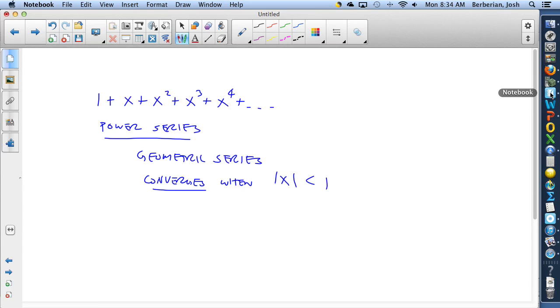What are the functions that I really care about, and what are the series that correspond to those functions? So, hey, we know that this is an infinite geometric series with r equal to x, and a equal to 1. So what's this equal to? 1 over 1 minus x.